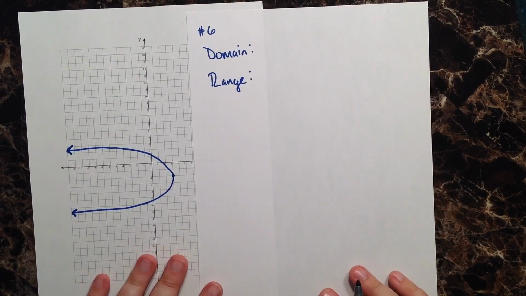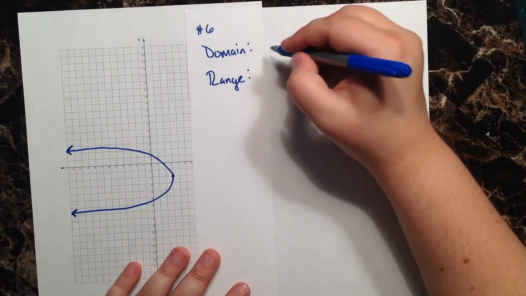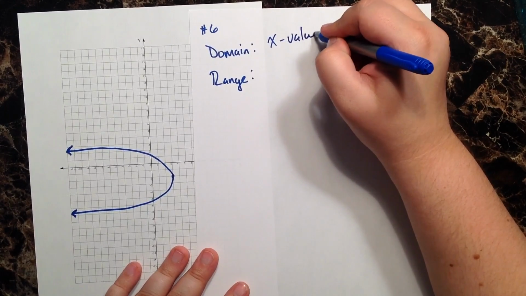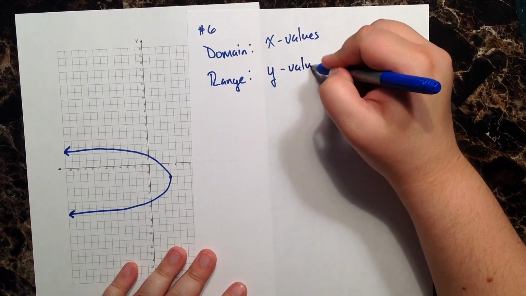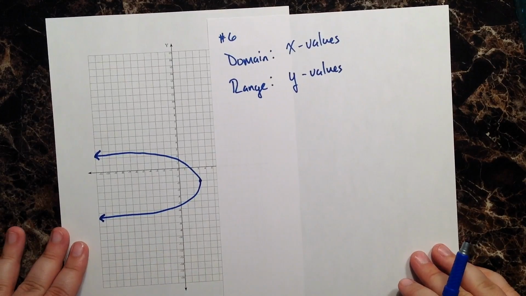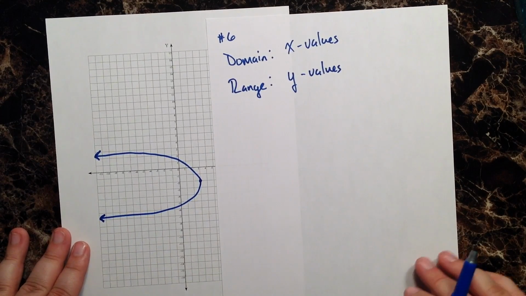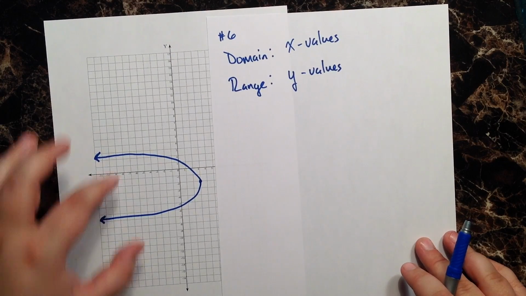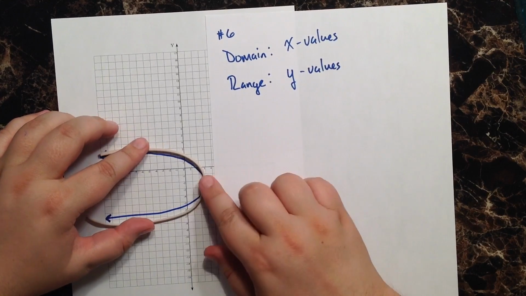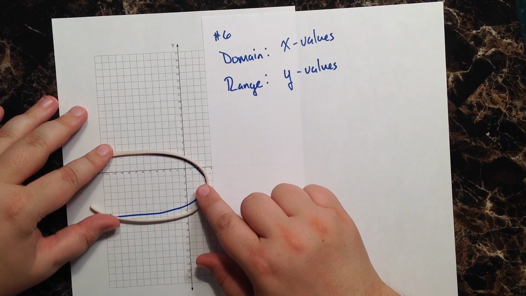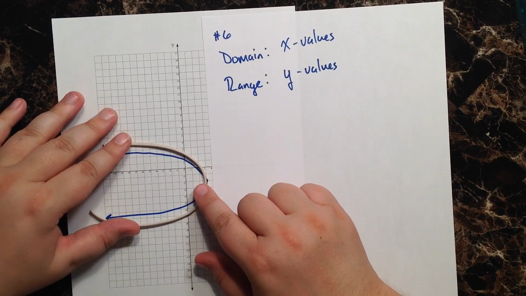Well, hopefully you'll recall that domain refers to my x values and my range refers to my y values. Now sometimes it's difficult to determine domain and range because you kind of have to use your imagination. You have to visualize a little bit to manipulate this graph in your mind. But I went ahead and sacrificed an old phone cable so that we can more visually see what we're talking about with respect to domain and range.